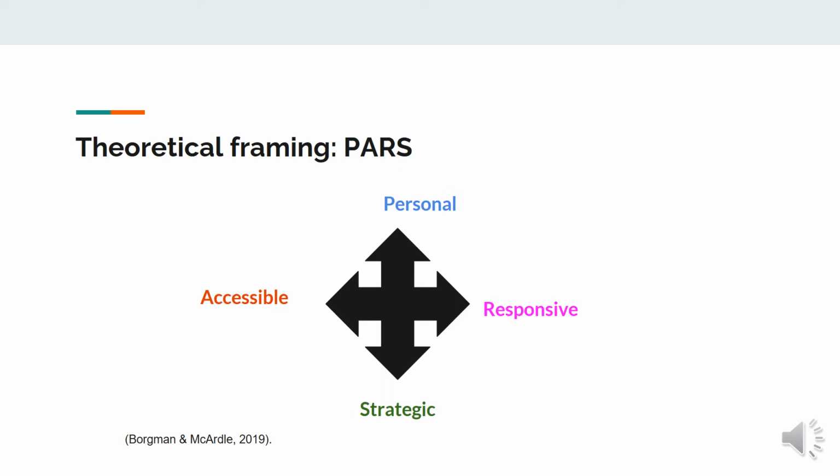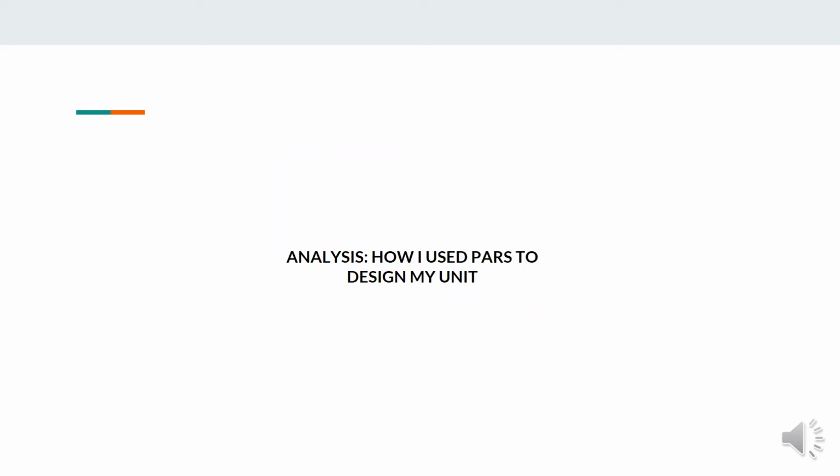Now, PASS is a framework that is basically an acronym that contains words like personal, responsive, strategic, and accessible. And basically, PASS suggests that any design of an online course should be personal, it should be responsive, it should be strategic, and it should be accessible. So this is basically the idea that informed the creation of the multimodal unit of my class.